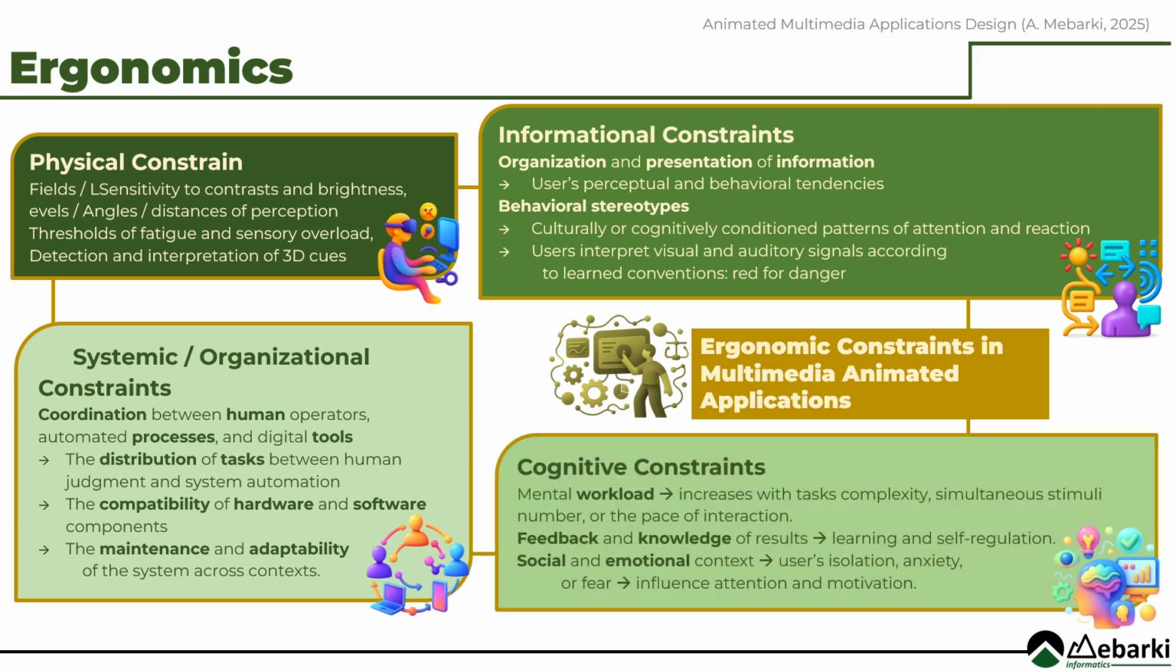Cognitive ergonomics deals with the mental processes involved in interaction, including perception, memory, learning, decision-making, and problem-solving. The user's ability to process multimedia information depends on several interrelated factors. Mental workload, which increases with the complexity of tasks, the number of simultaneous stimuli, or the pace of interaction. Feedback and knowledge of results, which guide learning and self-regulation. And social and emotional context, such as the user's isolation, anxiety, or fear, which may influence attention and motivation.